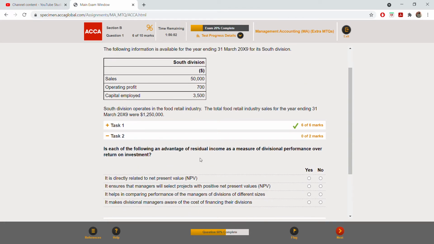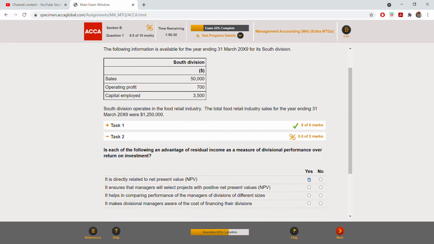Is each of the following an advantage of residual income as a measure of division performance over return on investment? You just have to say yes or no. The first one: it is directly related to net present value. Yes, it is directly related to net present value. Second: it ensures that managers will accept projects with positive net present value. No. Third: it helps in comparing the performance of managers of divisions of different sizes. Is it? No.